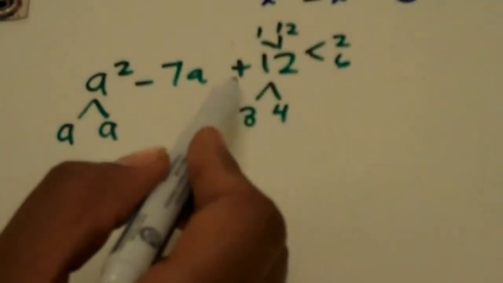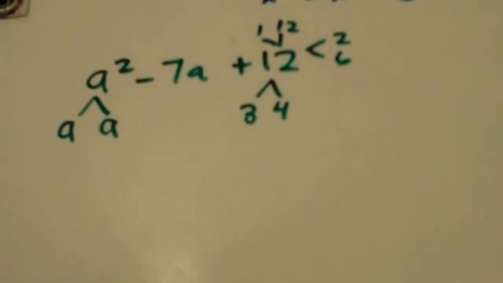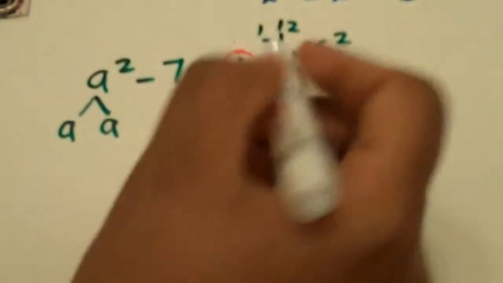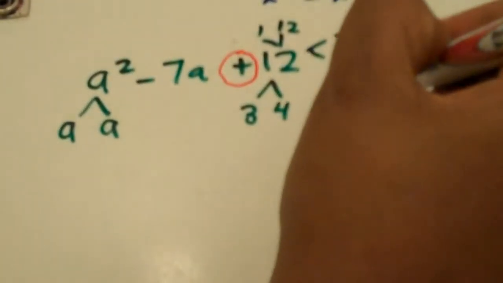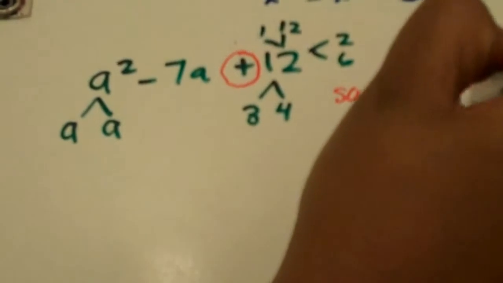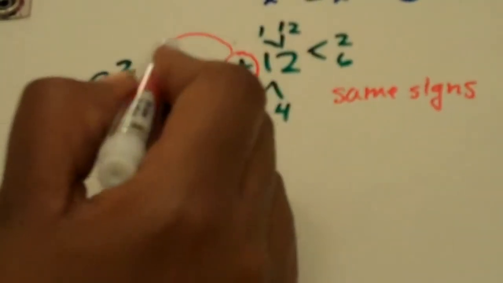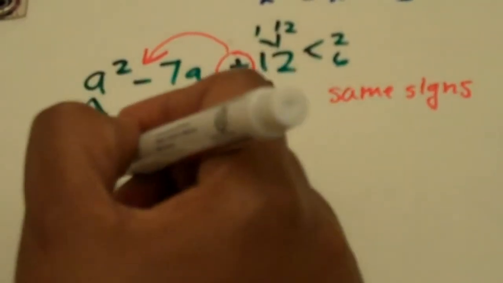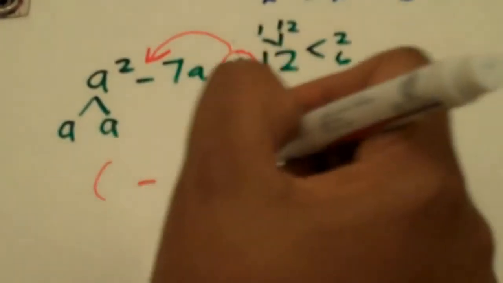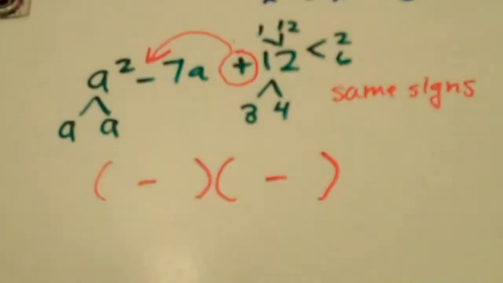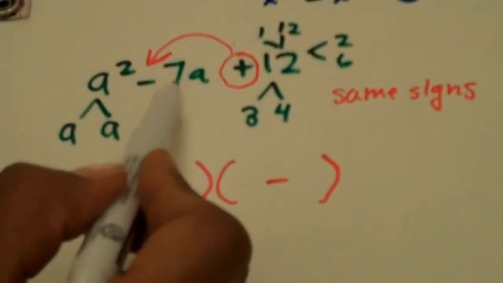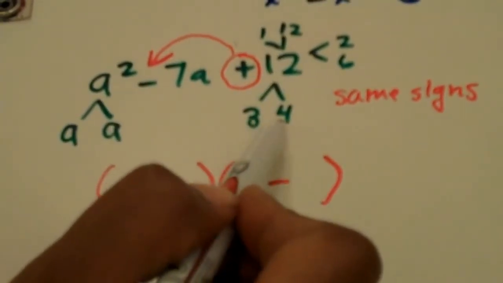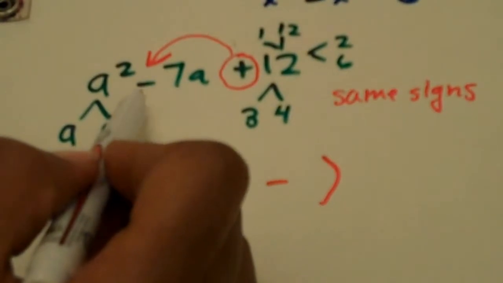But first, let's look at the sign. The sign here is a positive. Positive means that the signs are going to be the same signs. So now that we know it's the same sign, we look at the middle term and we say, oh, it's a negative. So that means when we factor, it's going to be a negative in each parentheses. So now we're looking for what makes a 7. Easily here you can see that 3 and 4 are going to give you the negative 7.